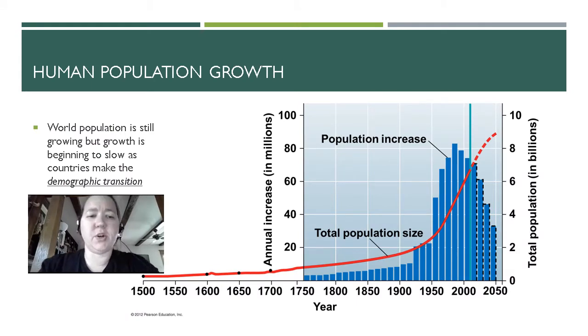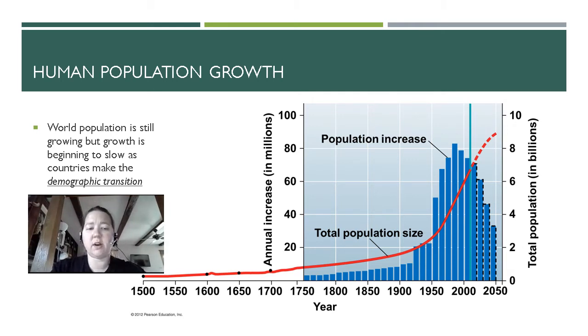So, human population growth. If you look at this graph, human population has been growing and growing. However, it's beginning to slow down as countries make something called the demographic transition. I'm going to talk about that a little bit more on the next slide, but I wanted to look at this graph a little bit that we have here.